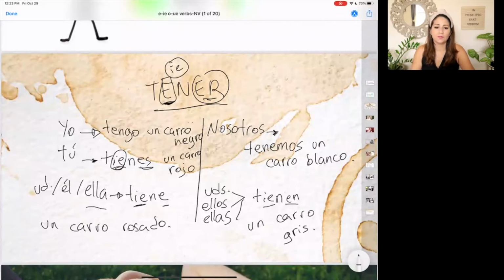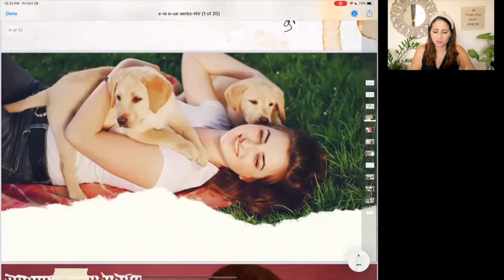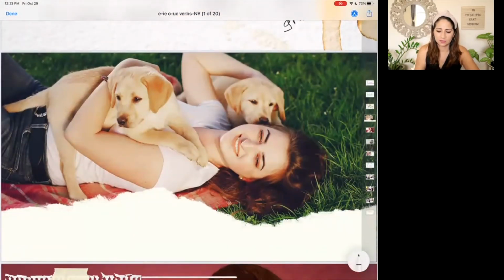Okay, so this is just refreshing your memory about the verb tener. We have already covered this, but today we're gonna be focusing on a few verbs that have the same stem change as the verb tener: the e switches to IE in all the forms except nosotros, which we said doesn't have a stem change. So let's look at that. Here I have some pictures to remind you about the verb tener. In this case, how would you say she has two dogs?